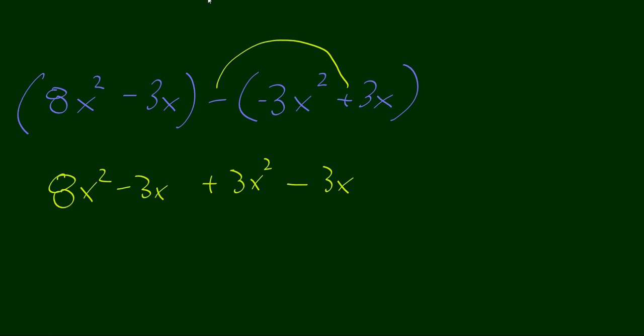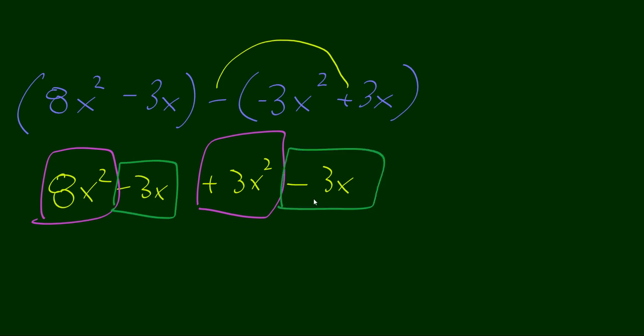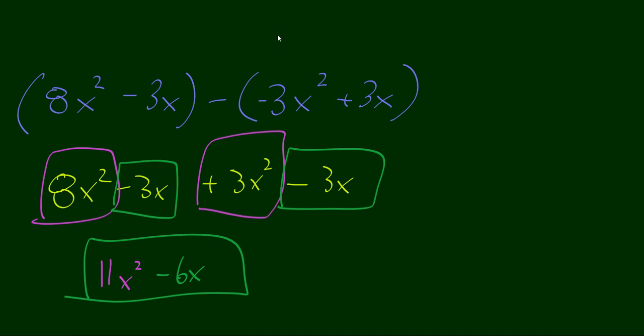Now all I'm looking to do is find my like terms. I've got those two. I tested in advance and the highlighter doesn't show up on this background color, so I'm going to circle them. The two in purple, pink, whatever color that is, have x squared terms, so 8 plus 3 is 11. There's 11 x squareds. And the ones circled in green, negative 3x minus 3x. Negative 3x minus 3x is negative 6x. And this is the simplified version of what we started with at the top here.